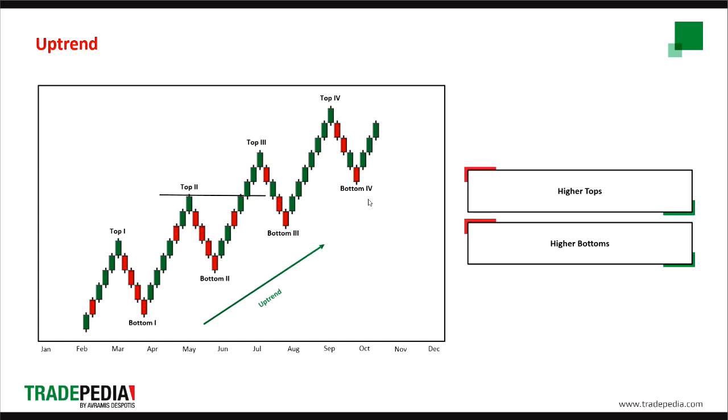And what do we expect here? We expect prices to continue going up forever. So as long as I have higher tops and higher bottoms, I have a good uptrend that is going to continue to go up for a very, very long time. All right? And this is what a very good uptrend looks like.